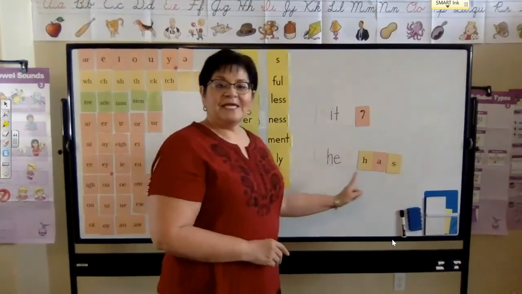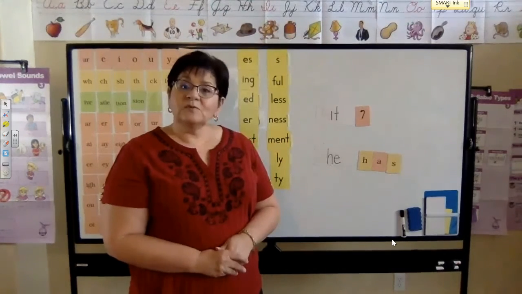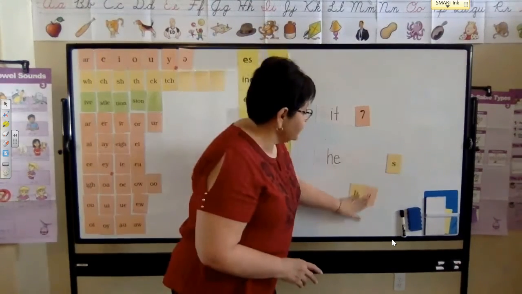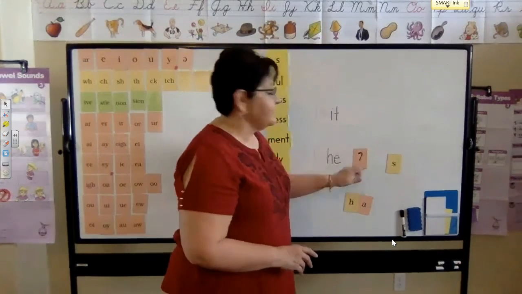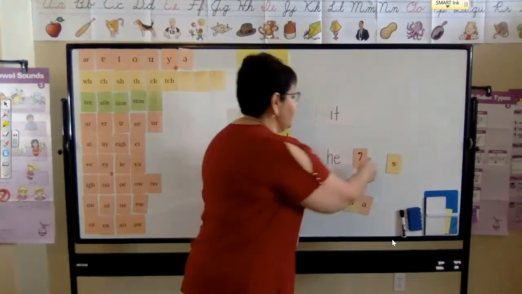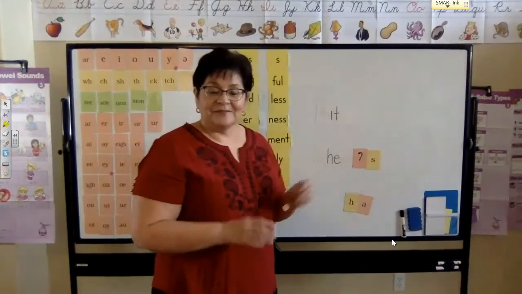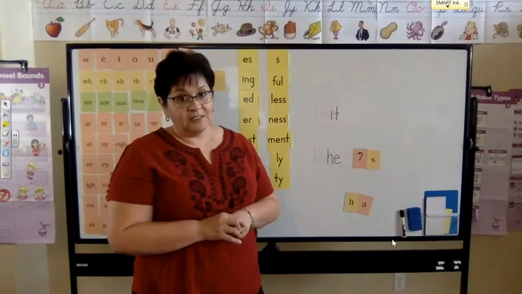Here we go. He has. He has been here today. So what am I going to do to change it? Tell me. Take away the H and the A. Replace it with the apostrophe and scoot over that S. Now it says he's. He has been playing ball.